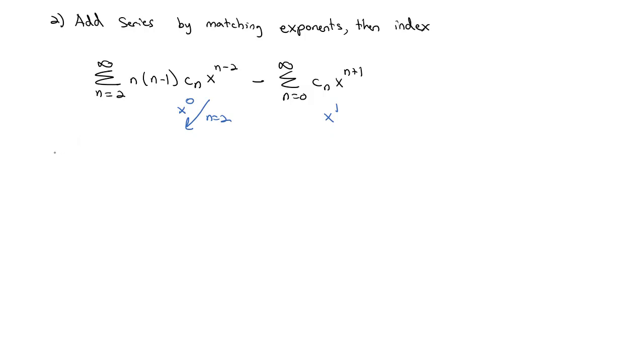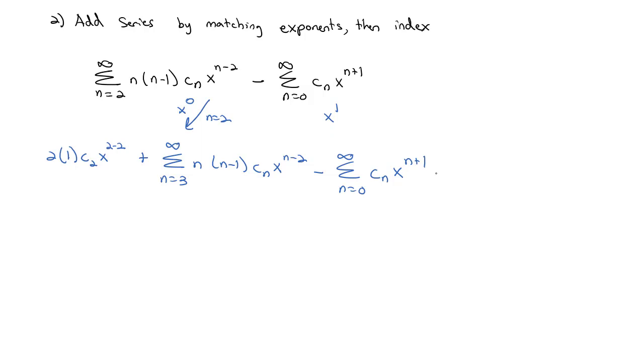When we pull that out, plugging 2 in, we have 2 times n minus 1 is 1, times c sub 2, x to the 2 minus 2. Now with that pulled off, we've got the sum as n goes from 3 to infinity of n times n minus 1, c sub n, x to the n minus 2, minus the sum as n goes from 0 to infinity of c sub n, x to the n plus 1. Now you notice if we were to plug in the bottom index into each individual expression, both x's would be a power of 1.